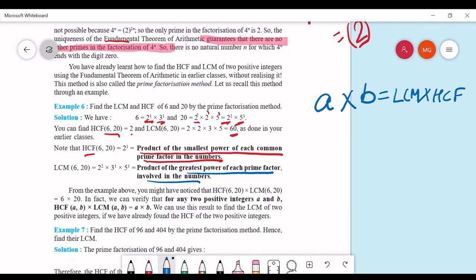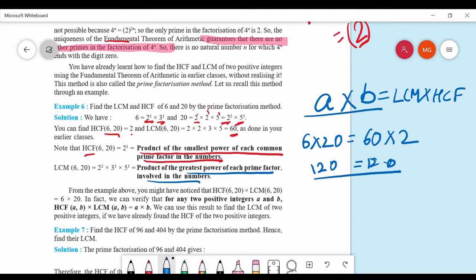So what you have taken here, you have taken 6 multiplied by 20 and you got the LCM. What was your LCM? LCM was 60 and your HCF was 2, right? So you will be getting 120 equals 120. So from this you can see that the product of the two numbers is equal to the product of their LCM and HCF, right? This is one thing that you will be applying in the upcoming exercise.